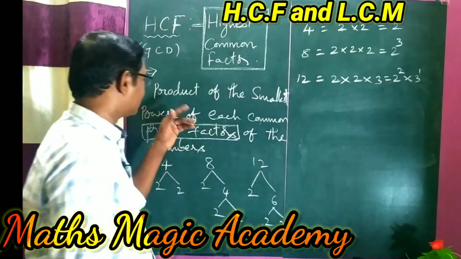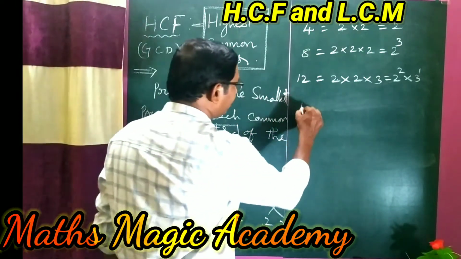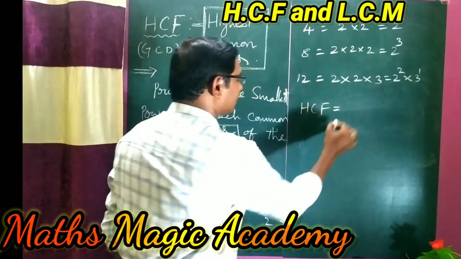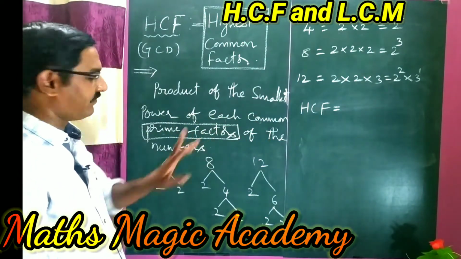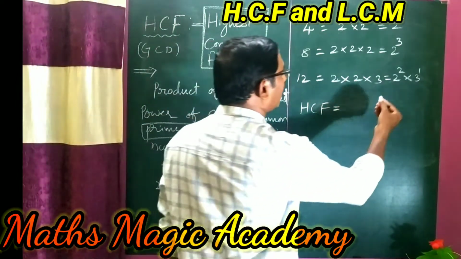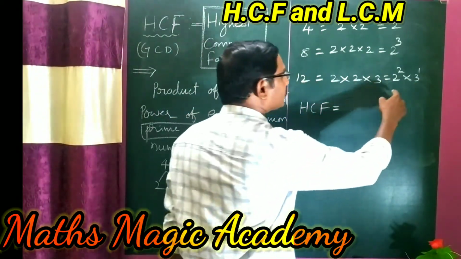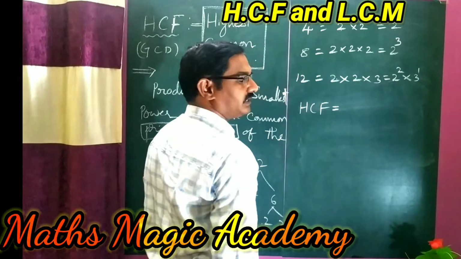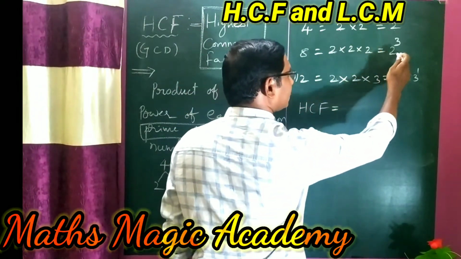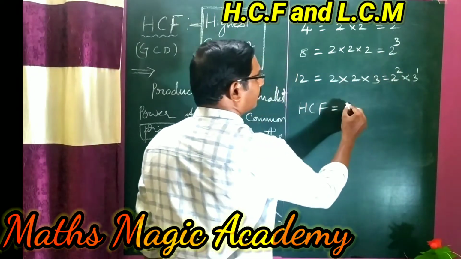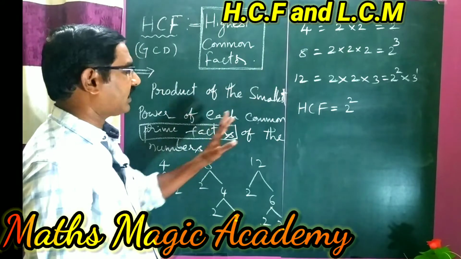Now we will go for the definition. HCF is nothing but the product of the smallest power of each common prime factor. So where is the smallest power here? 2 power 2, 2 power 3, 2 power 2. This 2 is common in all. In this, the smallest is 2 power 2. Here also 2 power 2 is there, and in this also 2 power 2 is there.